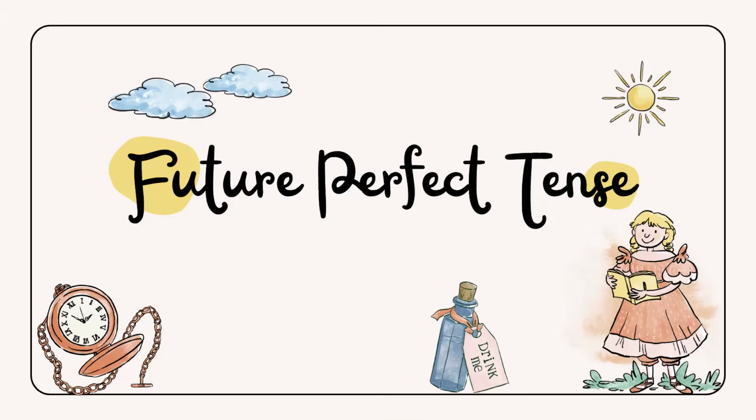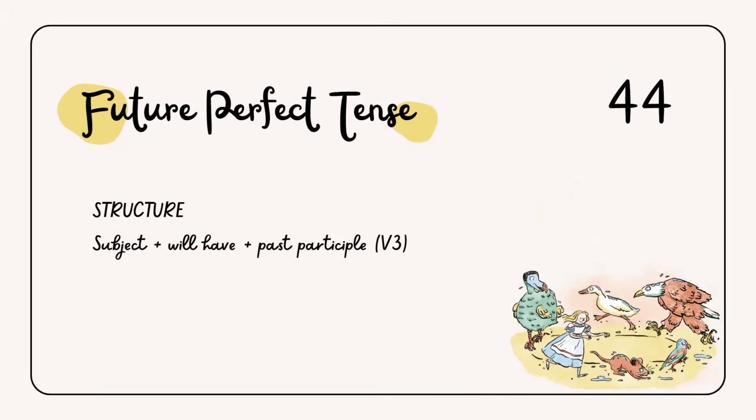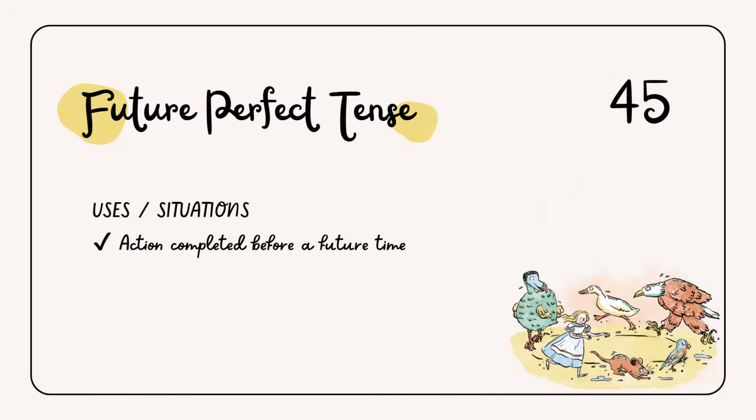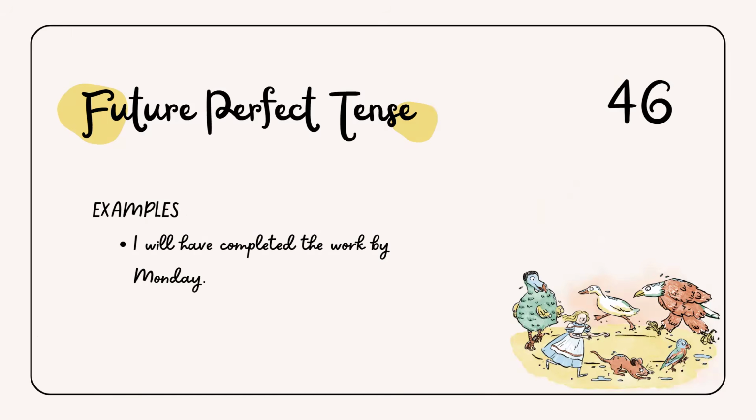tomorrow. Now moving on to future perfect tense. Again, it's talking about a completed action. But when is the action completed? Before a certain time in the future. The structure is subject plus will have plus past participle form. This tense is used when an action is completed before a future time. Let me explain it in a clearer way by using an example. I will have completed the work by Monday.